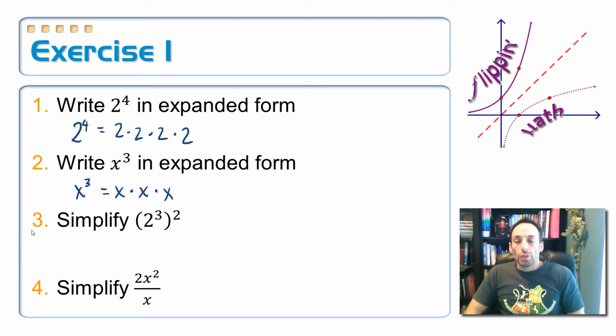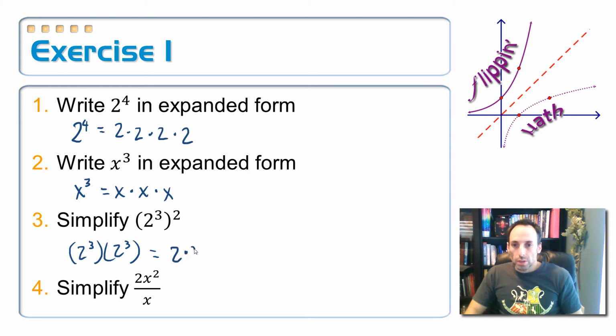On the 3rd one here, this is a power raised to a power: 2 to the 3rd, squared, which means 2 to the 3rd times 2 to the 3rd. Then you could expand this out a little more: this is 2 times 2 times 2, that's the first one, 3 factors of 2. And then the other one is exactly the same thing, 2 times 2 times 2. I count these up: 1, 2, 3, 4, 5, 6. I have 6 factors of 2.